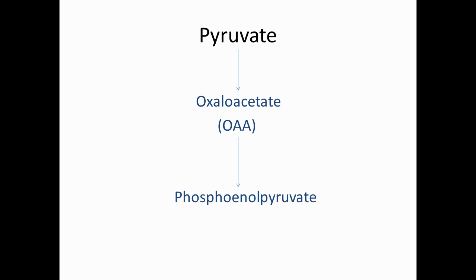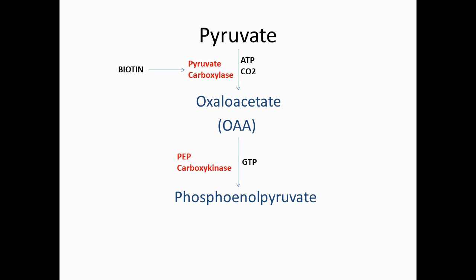So now we'll see how pyruvate gets converted into phosphoenol pyruvate. First, pyruvate will be converted into oxaloacetate with the help of the pyruvate carboxylase enzyme. It will use ATP and carbon dioxide in the process. Pyruvate carboxylase enzyme's cofactor is biotin, that we have seen in the vitamin B complex video. Then oxaloacetate will be converted into phosphoenol pyruvate. In this process, it will use the phosphoenol pyruvate carboxykinase enzyme, and it will use GTP.